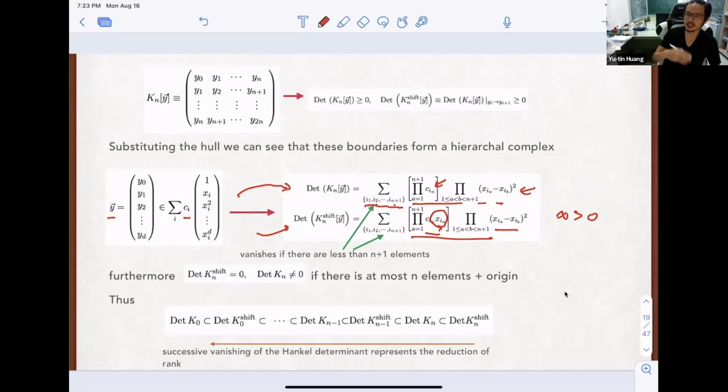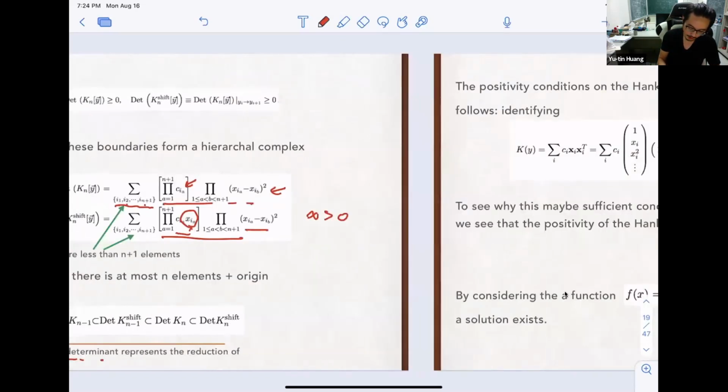So this tells you that if you consider the space of the Hankel matrix, the space of this convex hull, this space has a natural hierarchy of boundaries. The hierarchy of boundaries is essentially associated with the number of elements in your hull. So you can have n elements, but when n elements get reduced to n minus one elements in your hull, then you're going from the full space to the codimension one boundary, and so on and so forth. So the statement is just that the successive vanishing of the Hankel determinant represents the reduction of rank, and therefore this gives you the hierarchy. And this hierarchy will be important because that will tell us what's living on the boundary of the space of the EFT.